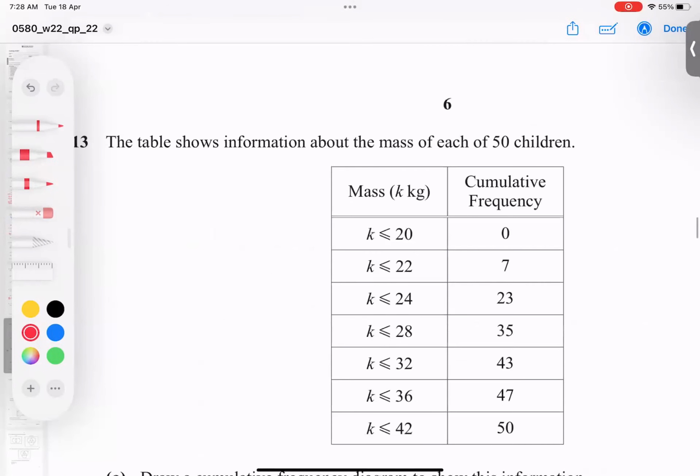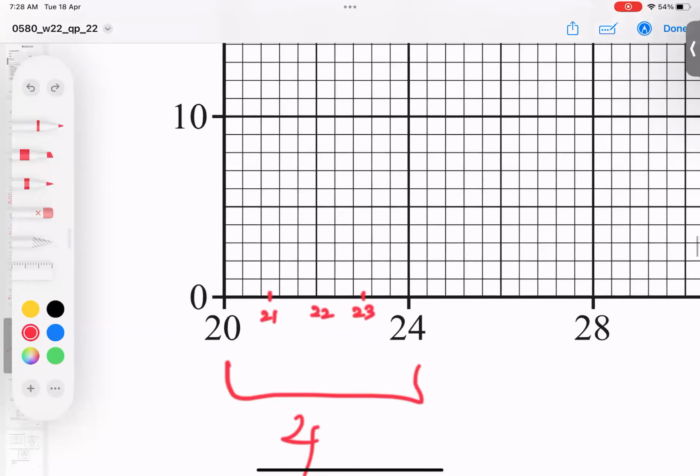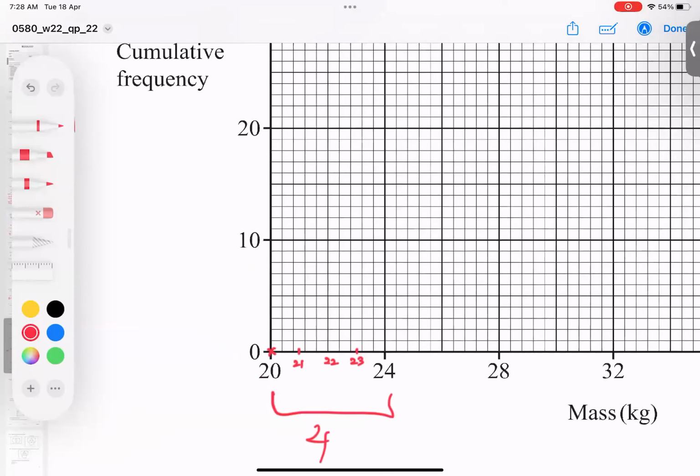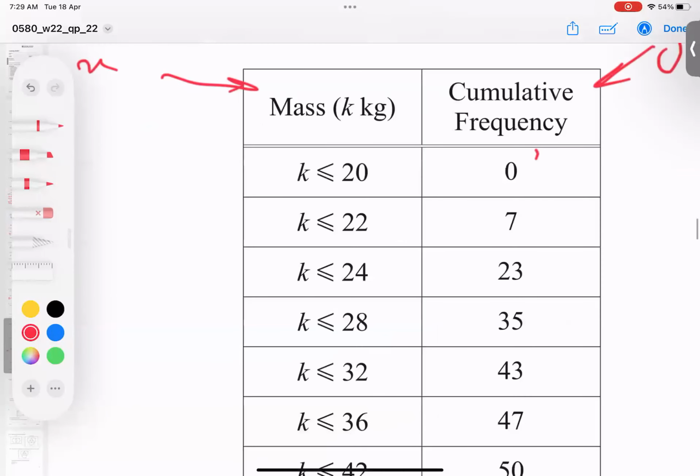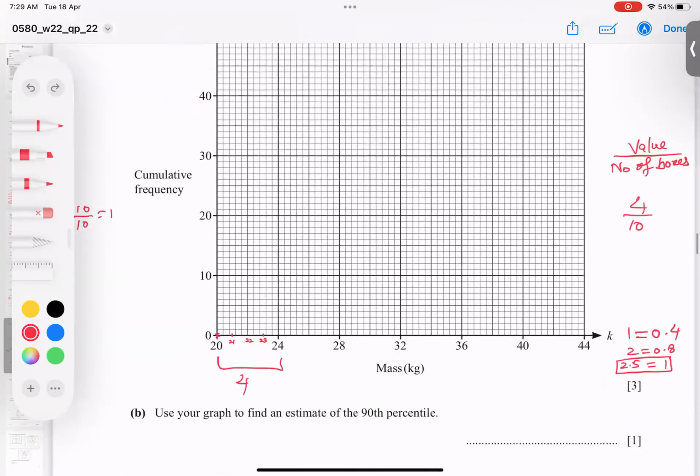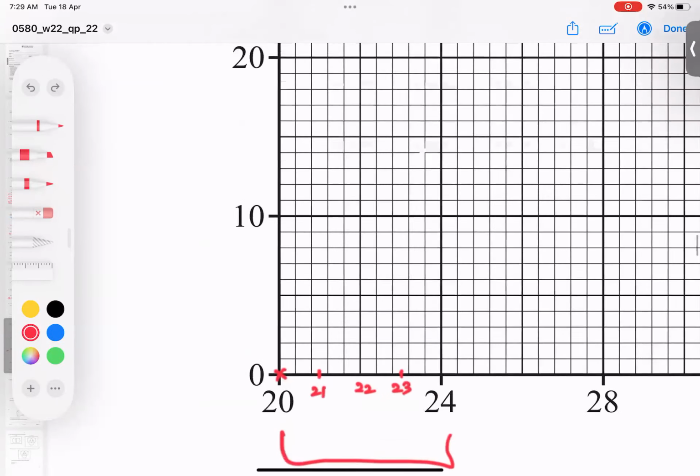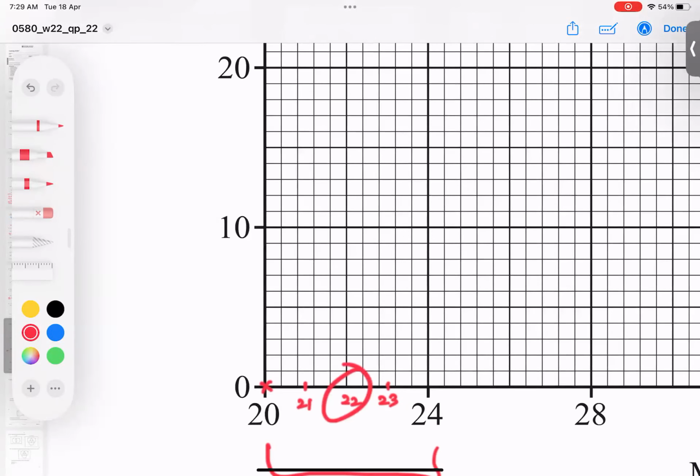First number: make sure the common frequency always comes along the y-axis, and this always along the x-axis. So along y is 0, along x is 20. This point I got it. Next point, y value is 7 and x value is 22. So x is 22, y is 7. 22 is here, students, and 7 is where?